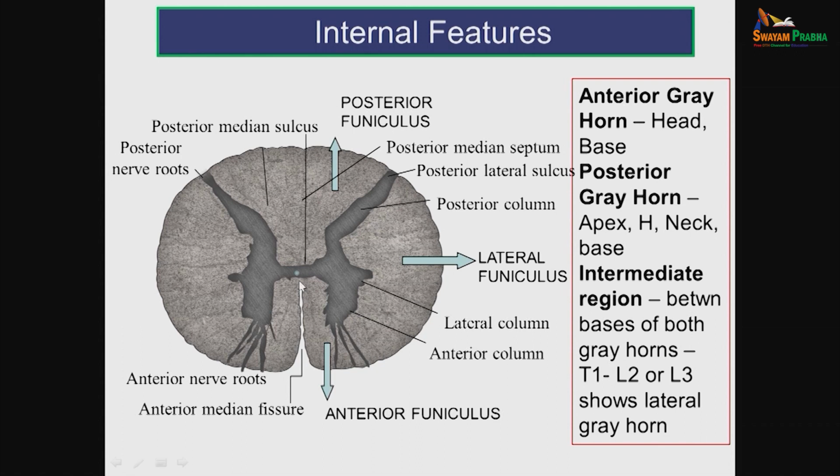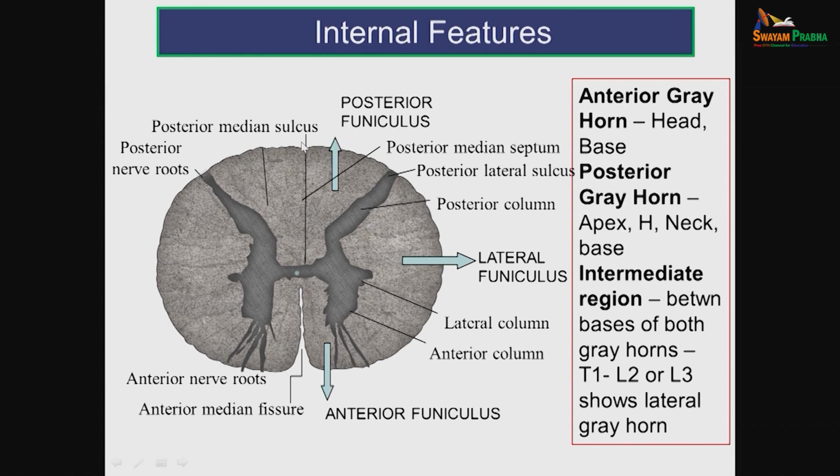So, you come anterior to the grey commissure. Here you can see the anterior median fissure. Between the anterior median fissure and grey commissure, this is called as anterior white commissure. Please note, anterior median fissure does not reach the grey commissure. So, there is an area of white matter between the anterior median fissure and the grey commissure. This portion is called as anterior white commissure.